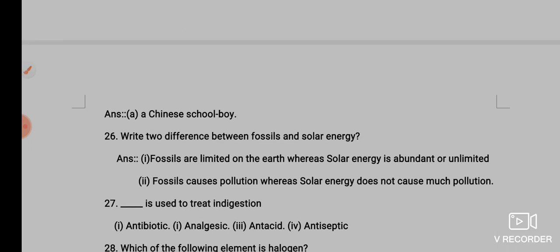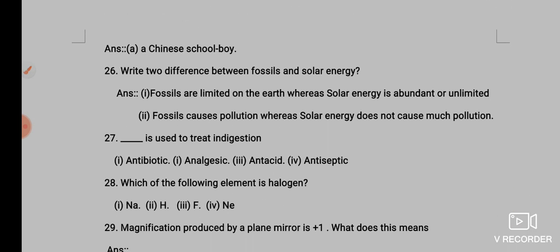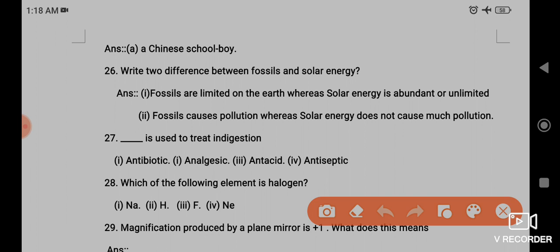Next, write the difference between fossils and solar energy. All of you know this: fossils are substances which on burning cause pollution. Solar energy does not cause pollution. Then fossils are present in limited quantity on the earth, whereas solar energy is abundant or unlimited in nature on the earth.